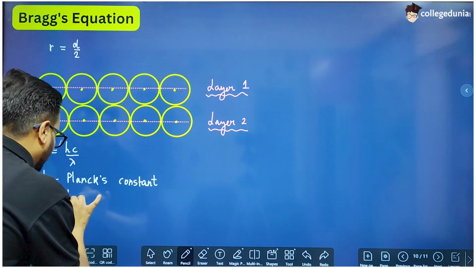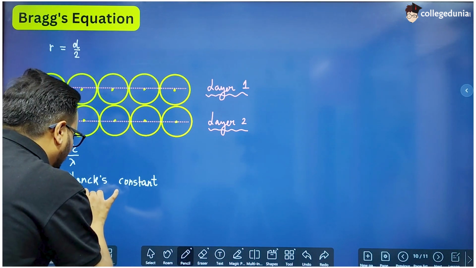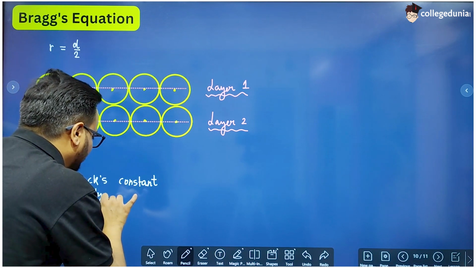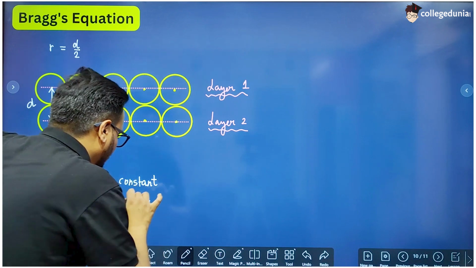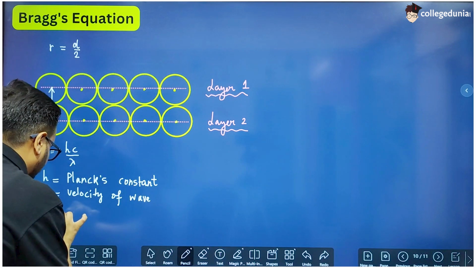C is the velocity of wave, which is fixed for an electromagnetic wave, which is 3 into 10 raised to power 8 meter per second. So this is the velocity of wave, and lambda is the wavelength.